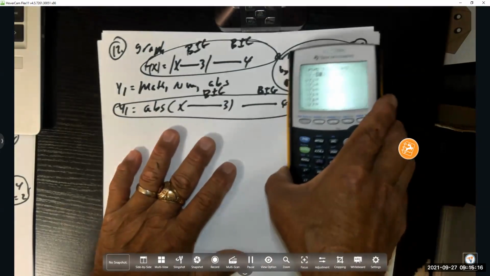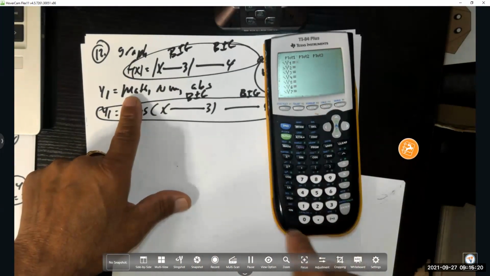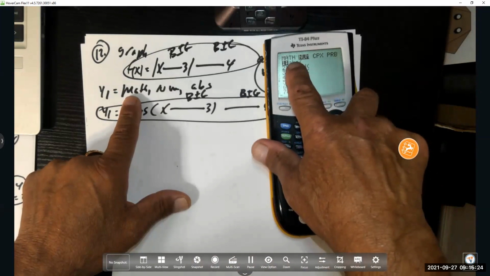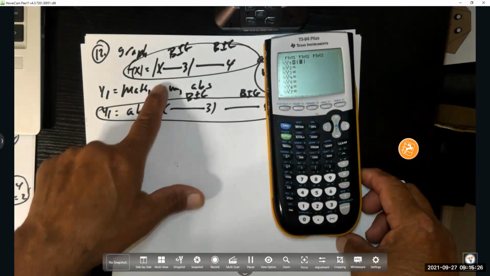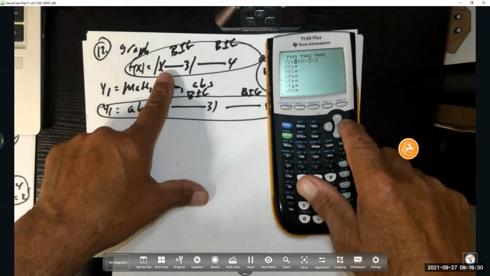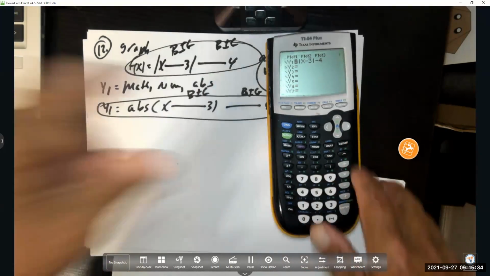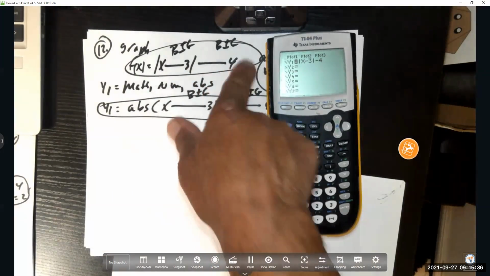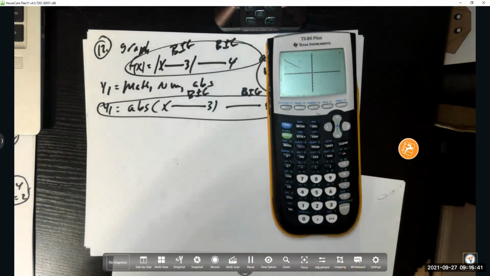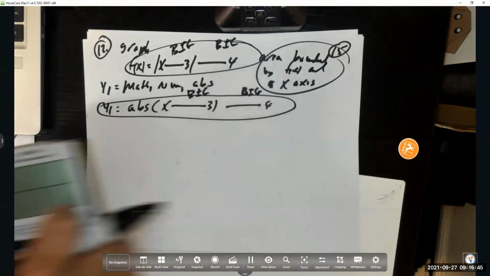So Y, I'm gonna put math, and then number, apps is right there. So I'm gonna put x minus 3, get out of there. Big minus sign, 4, minus 4, enter. X minus 3 minus 4, is it ready? Yes. So now I'm gonna hit graph. That's what my picture looks like. Okay, it's on the other side now.